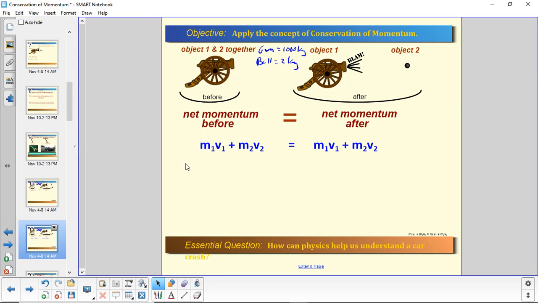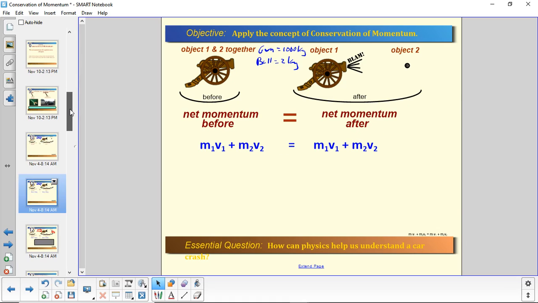If we add up those momentums from before the interaction, before the collision, we can get a total momentum for that system before the interaction. And then we look at the same two objects after the interaction. So M1 V1 is the momentum of the gun after we fire it, and M2 V2 is the momentum of the ball after we fire the cannon.